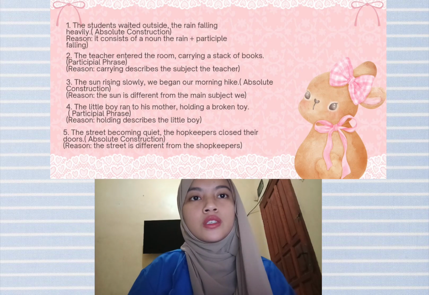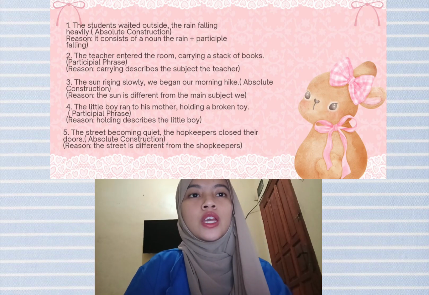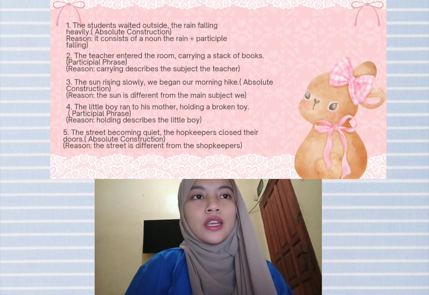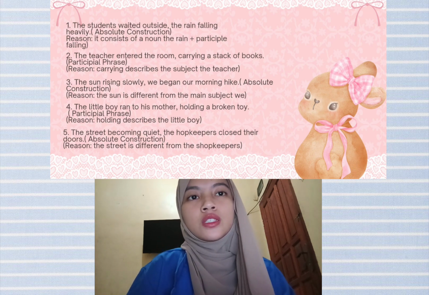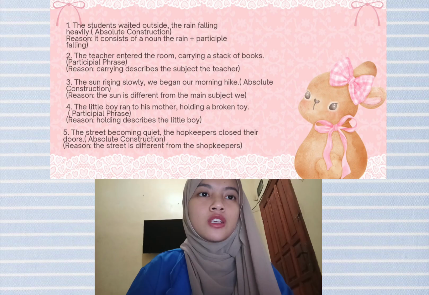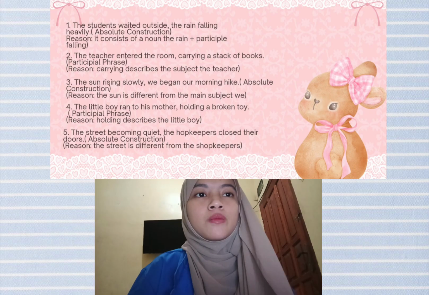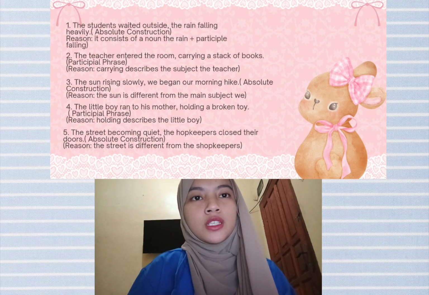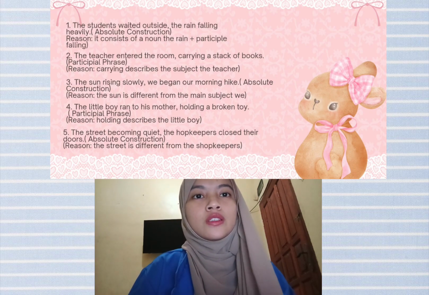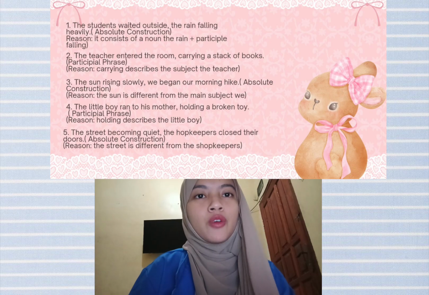The third one is "The sun is rising slowly. We begin our morning hike." This is an absolute construction. The reason is "the sun" is different from the main subject "we." The fourth one is "The little boy ran to his mother holding a broken toy." This is a participle phrase. The reason is "holding" describes the little boy.